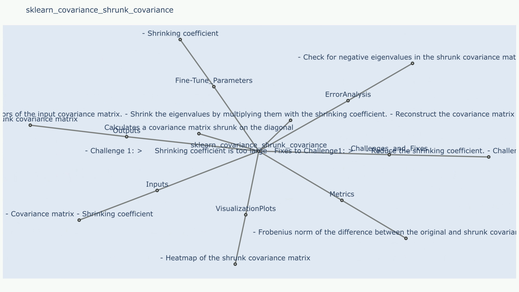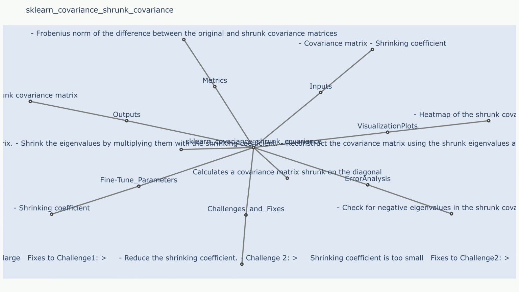Uncertainty methods. Bootstrapping: the covariance matrix can be estimated using bootstrapping, which involves resampling the data with replacement and calculating the covariance matrix for each resampled dataset. This allows for estimating the variability of the covariance matrix and providing confidence intervals for the estimated covariances.